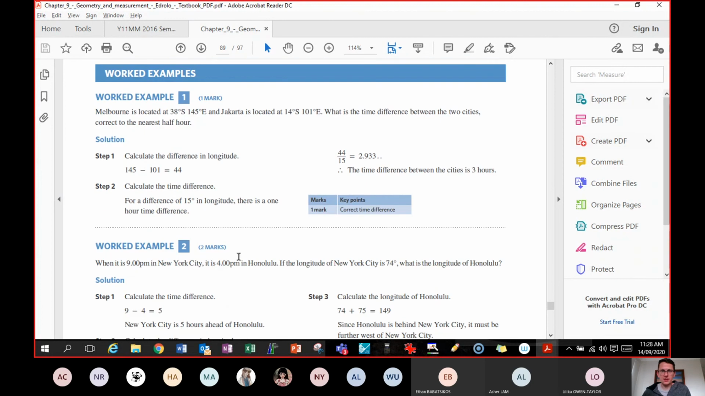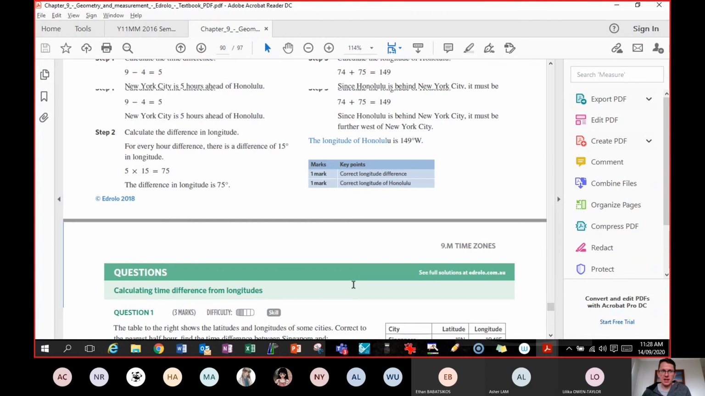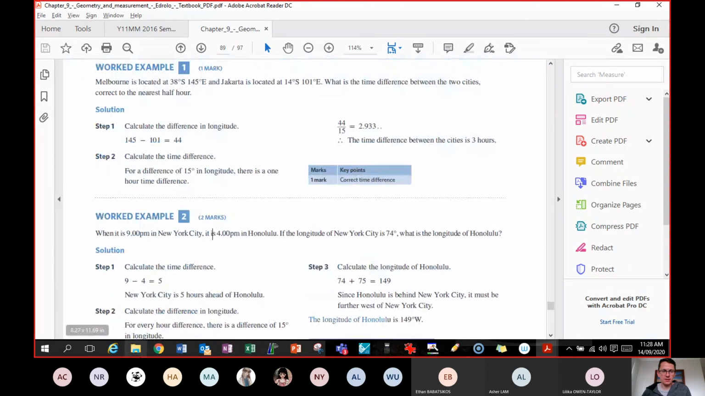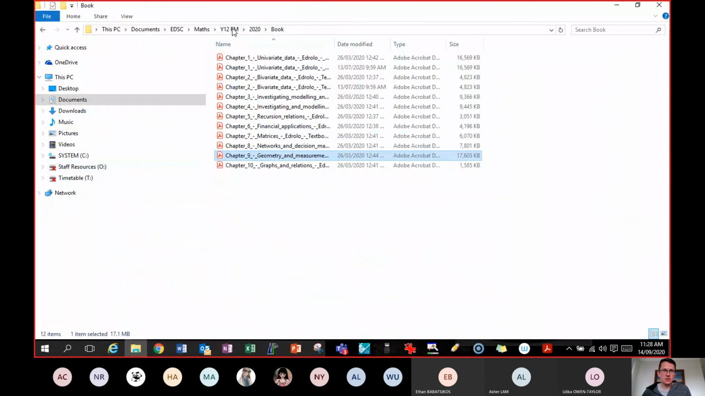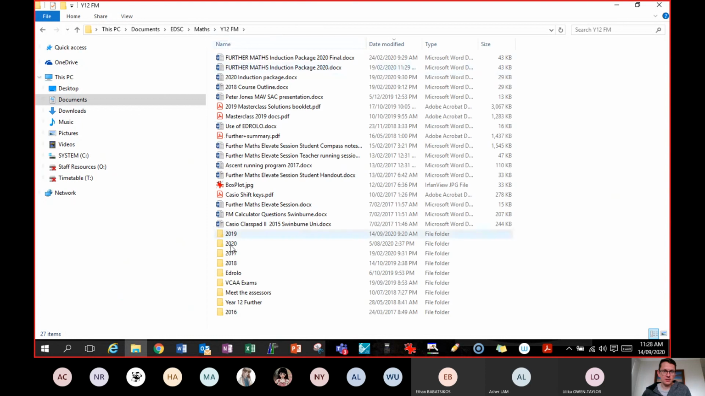Now, that's kind of an easy one, looking at the time zones between two cities. It does get more challenging than that. I don't think they've got enough worked examples in there. I do like the difficult question that I gave you guys. I'm just going to choose another one for you to go through. Further maths is where I want to go.